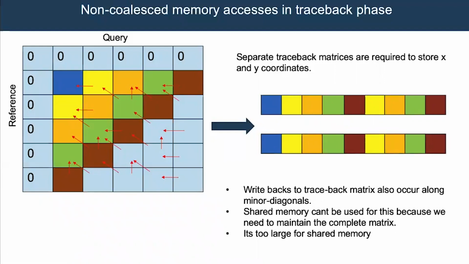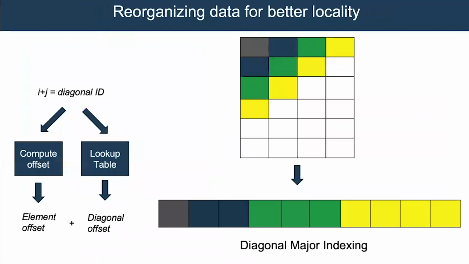For that, I came up with this diagonal major indexing strategy, which is reorganizing the data inside the GPU. And it is not trivial because the size of the anti-diagonal is not consistent, and it changes across the matrix. And using this method, with the use of a lookup table and an element offset, I'm able to access every element of the diagonal in a completely coalesced manner. The diagonal offset basically provides the position where the diagonal starts, and the element offset gives me the location of the element inside the diagonal.